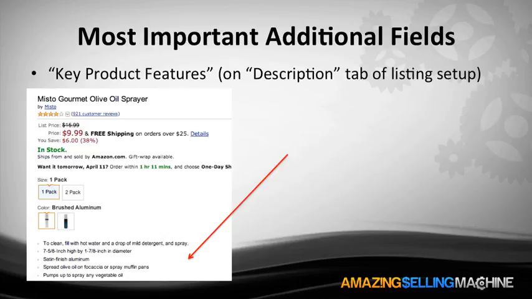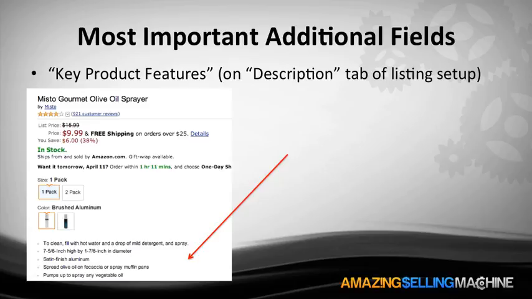So this first one is the key product features, which is on the description tab when you're setting up your Amazon listing. If you're setting up an Amazon listing, you'll be able to click on the description tab. If you've already set up an Amazon listing, all you do is go in there and click to edit the details, and then click on the description tab, and you'll see something that has 5 or 6 different fields you could fill out that are the key product features.